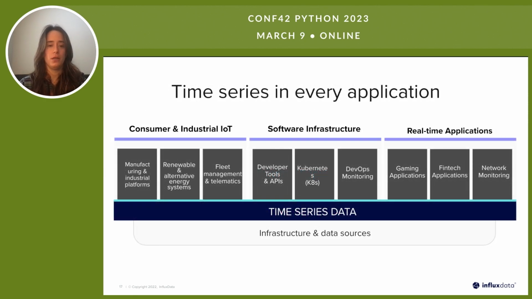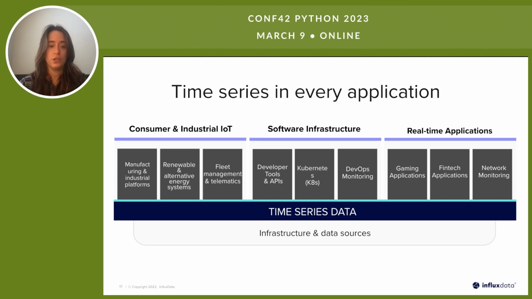So where does time series appear? Well, the short answer is that it appears in almost any application across a lot of different spaces. So the first is consumer and industrial IoT, manufacturing, industrial platforms, renewable energy, and fleet management. These all contain and create a lot of time series data. So when we think of things like pressure, concentration, flow rate, rotations per minute, temperature, humidity, vibrations, these are all sensors that might exist in those spaces and data that's collected in those categories.